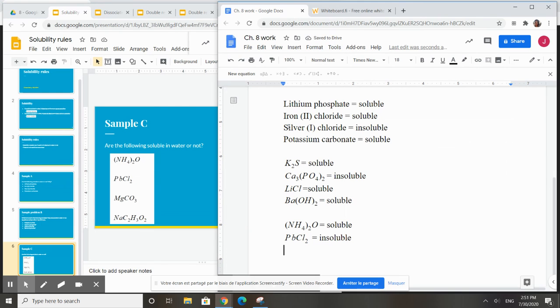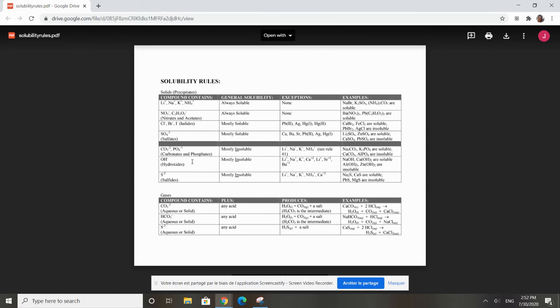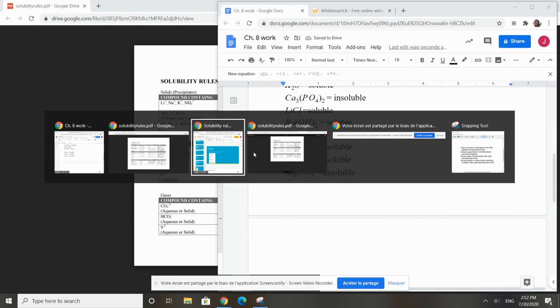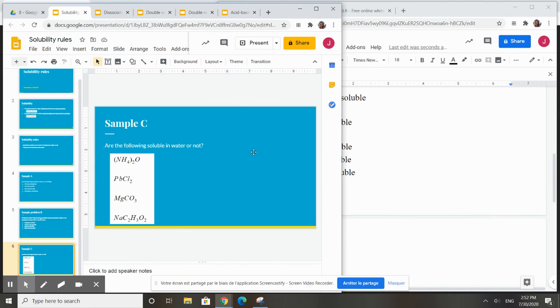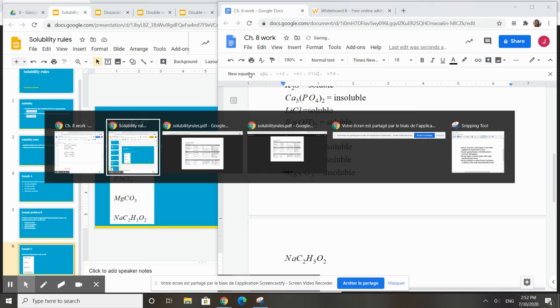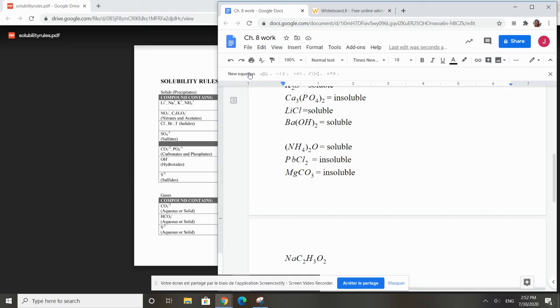Next, I've got MgCO3. Looking at my solubility rules, I don't see Mg, but I do see CO3, which is mostly insoluble. Magnesium is not an exception, so it's going to be insoluble. And then the last one, NaC2H3O2. So I look at my solubility rules. Na is in the first rule, always soluble, no exceptions, so this is soluble.